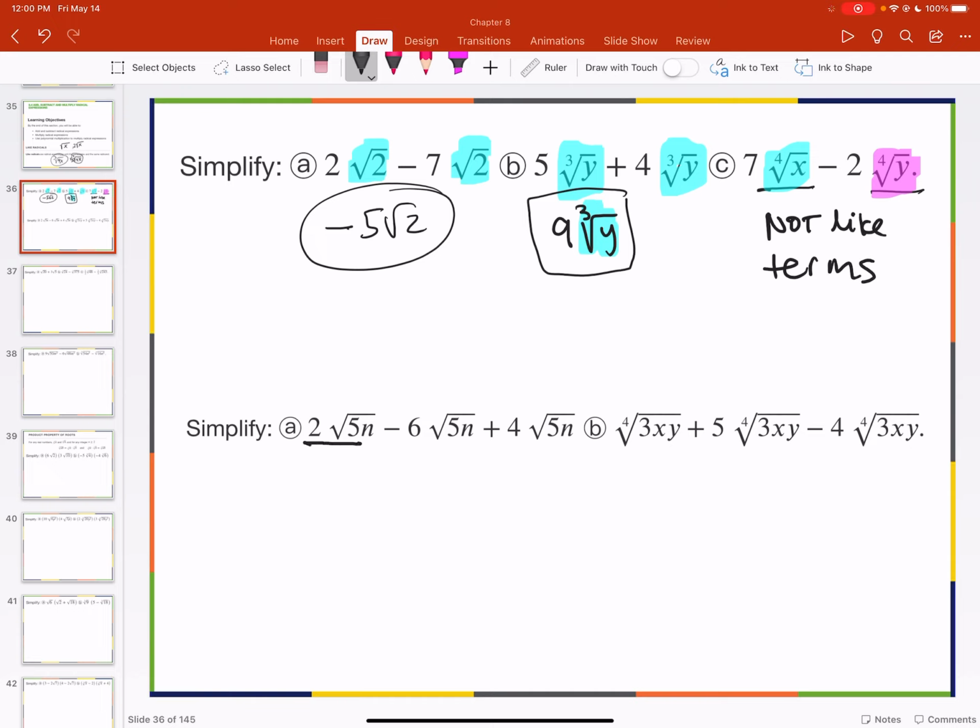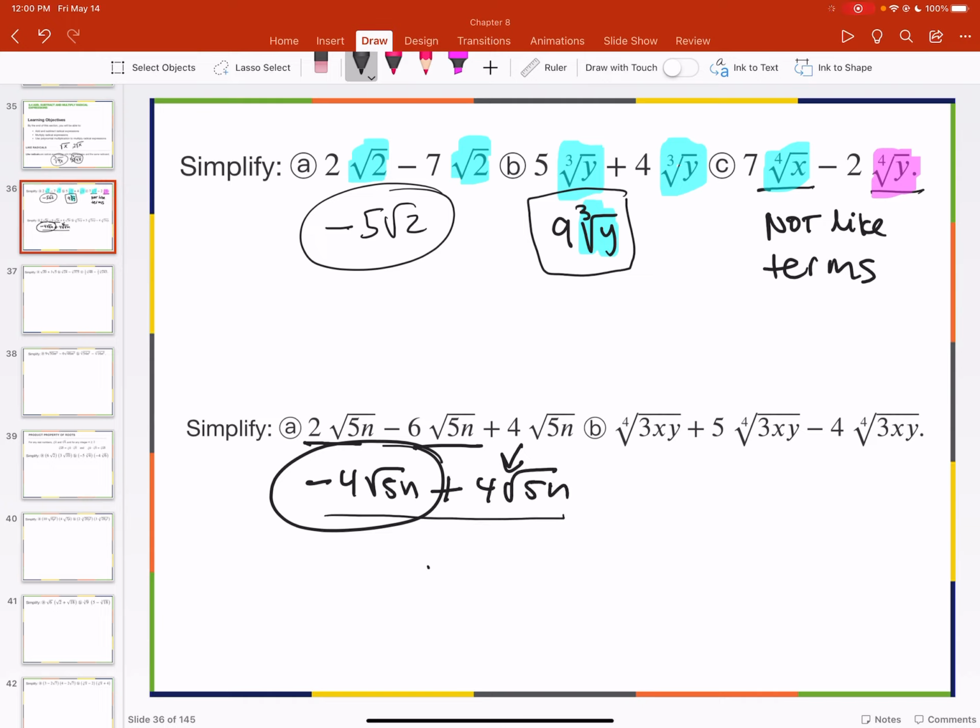Okay, how about here? 2 square root of 5n minus 6 square root of 5n. That's negative 4 square root of 5n. Oh, wait, sorry, I forgot this: plus 4 square root of 5n. So then that ends up being 0, because negative 4 plus 4 is equal to 0. 0 times the fifth root of n is just 0. Zero times anything is 0.